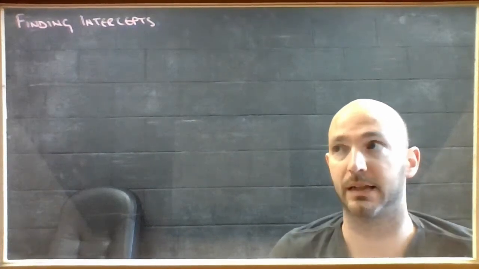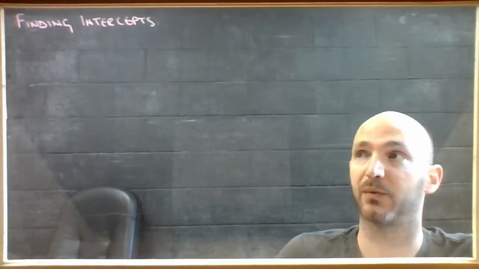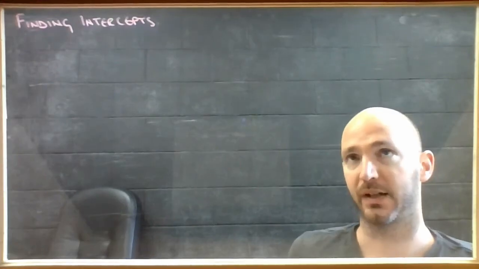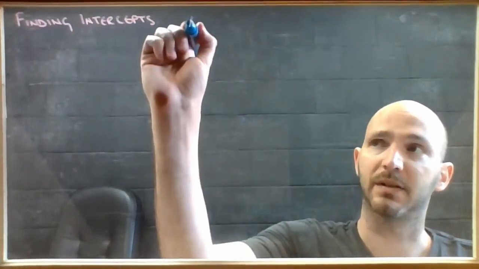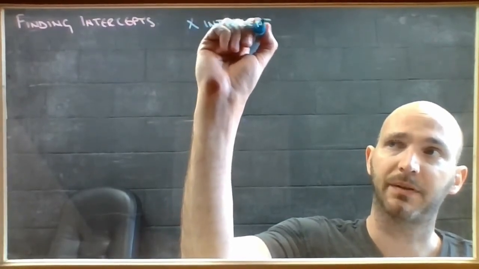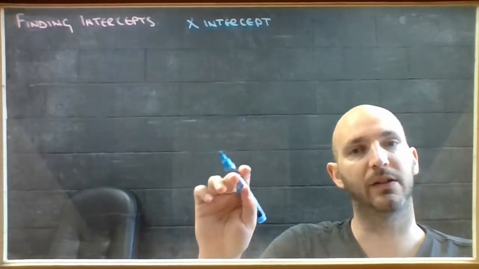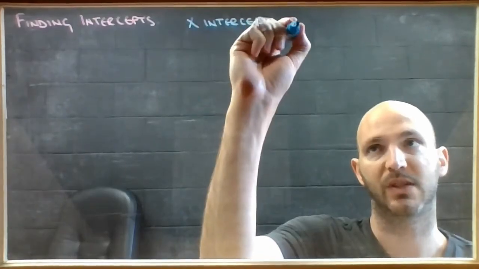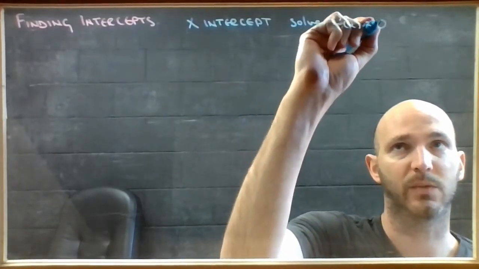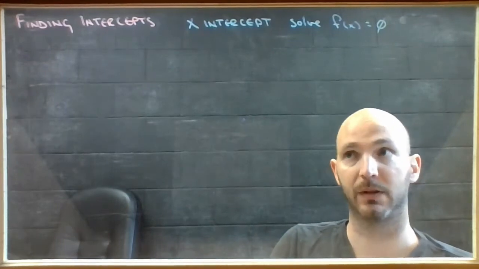The final topic in this unit on working with functions is how to find the x and the y intercepts for functions. So the first thing, I guess we should write down what those are. An x-intercept happens when the function crosses the x-axis. And the way that you do that is you solve where the function is equal to 0. So when does the function have that y value of 0?